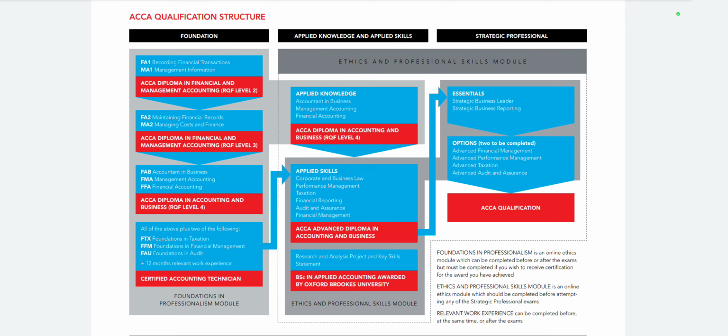You have Advanced Financial Management, which is a step up from Financial Management in the skills level, and Advanced Performance Management, which similarly is a step up from Performance Management. Tax and Audit and Assurance are the same. So that can be done depending on your preference. Even if you do Advanced Audit and Assurance, it doesn't mean that you have to go into that field itself.